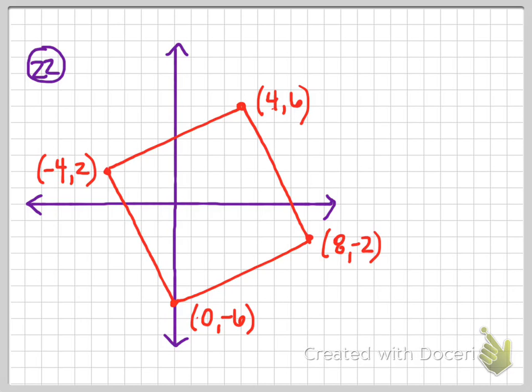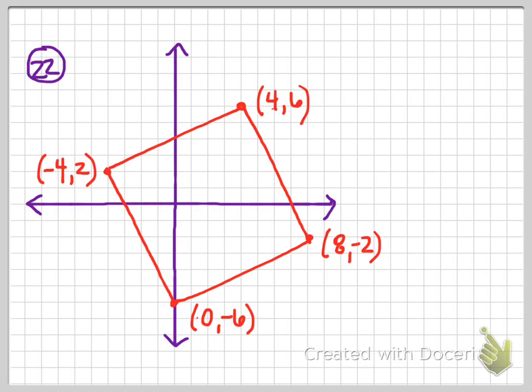Number 22 wants to know the most descriptive name for this quadrilateral. Because I've graphed it, I can get a pretty good idea of what it looks like. To me, it looks like a square. But according to 5.7, in order to prove that it is a square, we need to first prove that it's a rectangle and a rhombus.